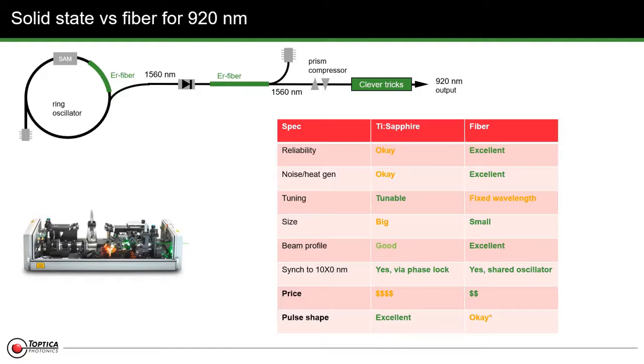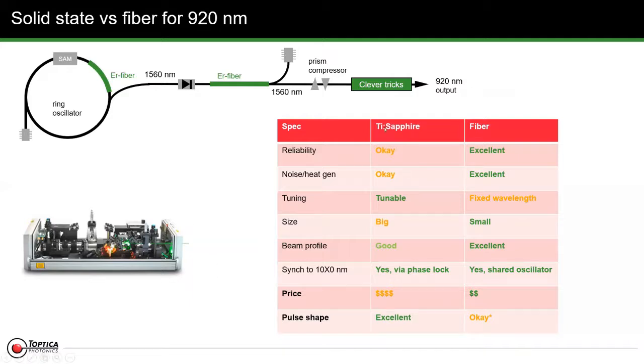To get to 920, we had to figure out a bunch of clever tricks to manipulate our 1560 light and get it to high power at 920 nanometers. Other companies have found a gain medium at 920 nanometers and can make lasers directly there with fiber. But these fiber lasers are typically fixed wavelength. They're not tunable. They're a lot smaller than TiSaps. They can be a lot more reliable, but there are a lot of trade-offs. And I've tried to summarize them here in this table.